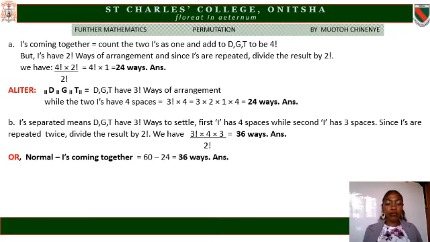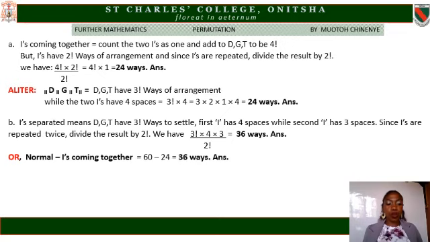And when you do that, for D, G, and T, it will have 3 ways of arrangement. Then the i's taking their places in between these letters, we have 4 spaces. And when you simplify, we are going to have 3 factorial times 4. And that will give us 24 ways as an answer.